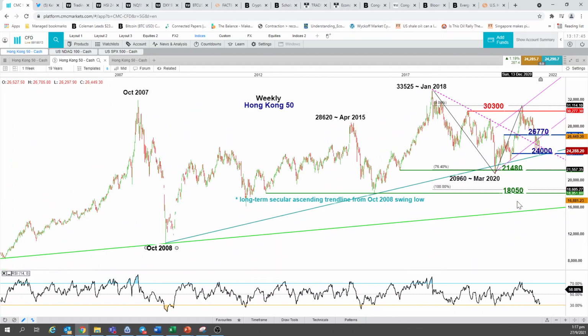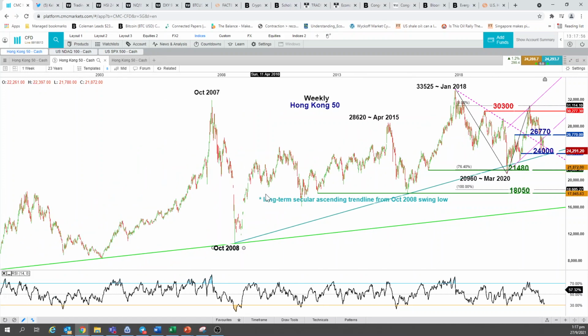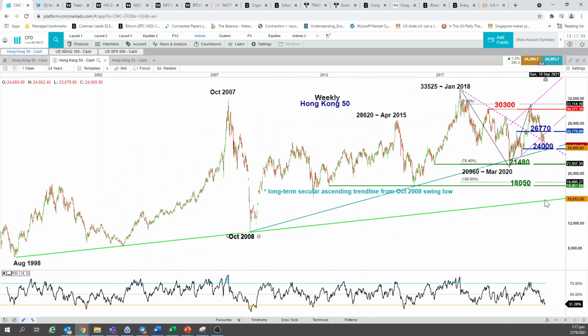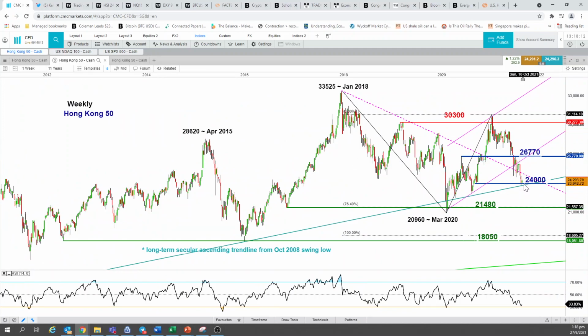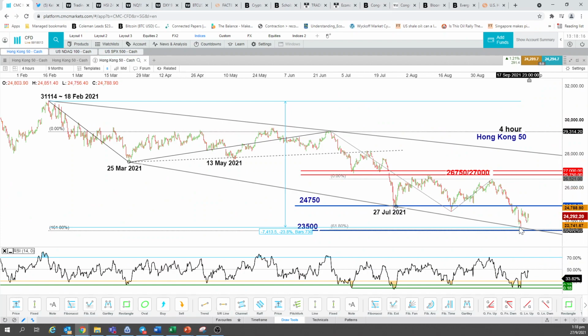Nevertheless, the next big support will be at the 18,050 level, which is this major swing low area of Jan 2016 as well as May 2012, and also very close to this higher super cycle ascending trend line support from the 1998 low. That was the Asian financial crisis low. So with that in mind, we are approaching a significant support level.